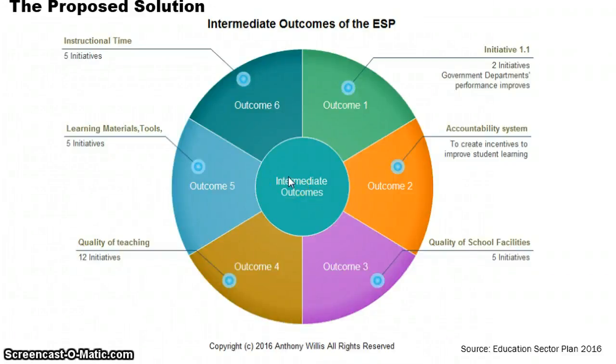Continuing with a review of the Guyana Education Sector Plan 2014 to 2018, we look at the intermediate outcomes of the Education Sector Plan. In the earlier video, I pointed out that there are 6 outcomes, 1, 2, 3, 4, 5, 6, and each has a set of initiatives. Outcome 1 has 2 initiatives, outcome 2 has a number, can't recall. Outcome 3 has 5 initiatives. Outcome 4 has 12 initiatives. So we're going to look at the initiatives a bit closer.